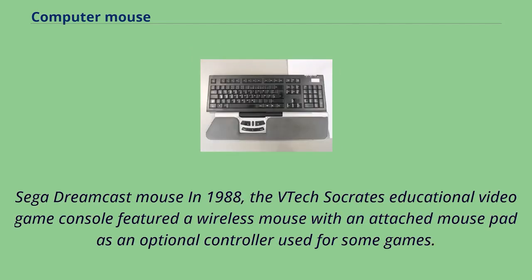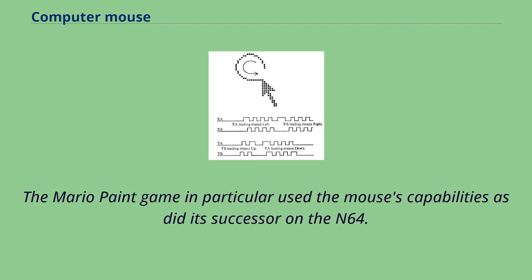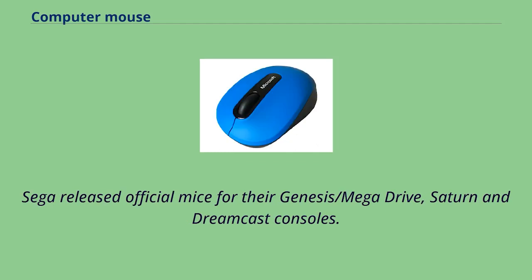In 1988, the VTech Socrates educational video game console featured a wireless mouse with an attached mouse pad as an optional controller used for some games. In the early 1990s, the Super Nintendo Entertainment System video game system featured a mouse in addition to its controllers. The Mario Paint game in particular used the mouse's capabilities, as did its successor on the N64. Sega released official mice for their Genesis/Mega Drive, Saturn and Dreamcast consoles.